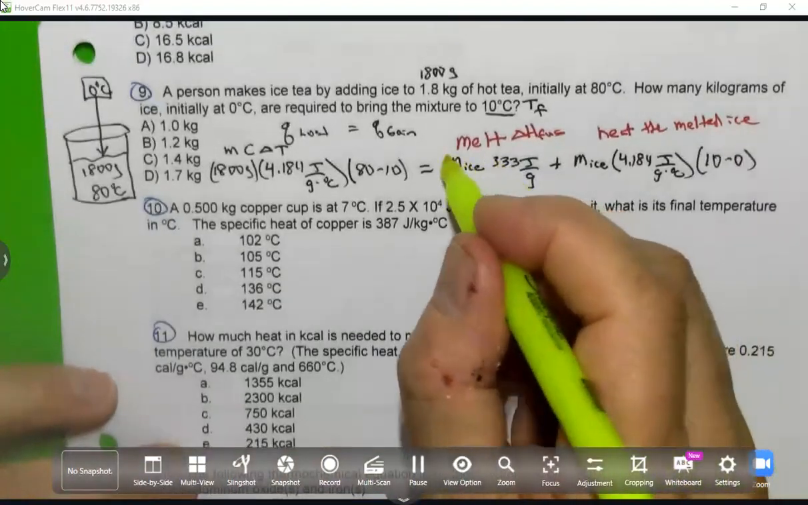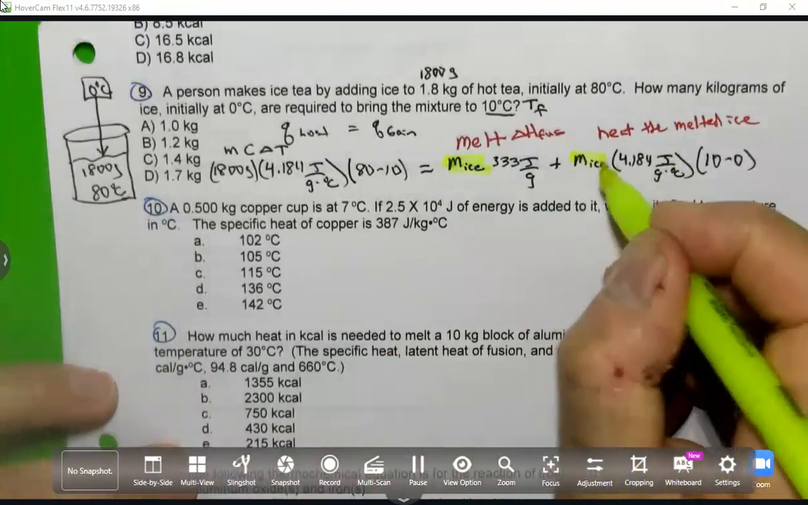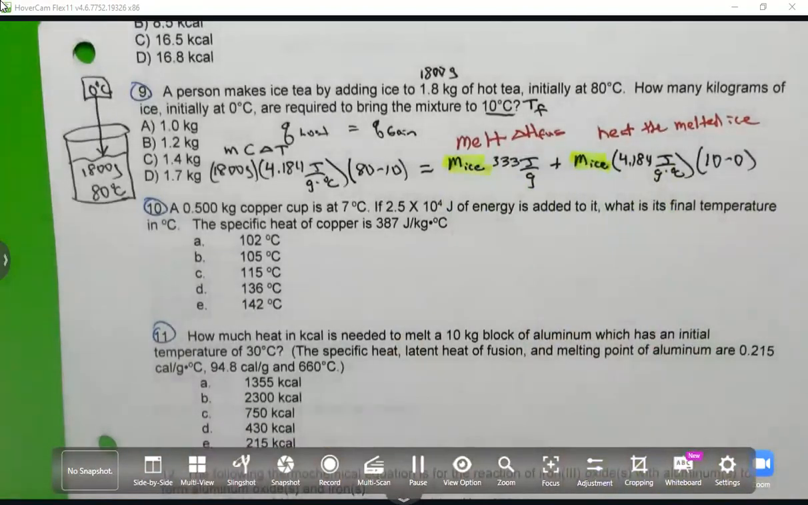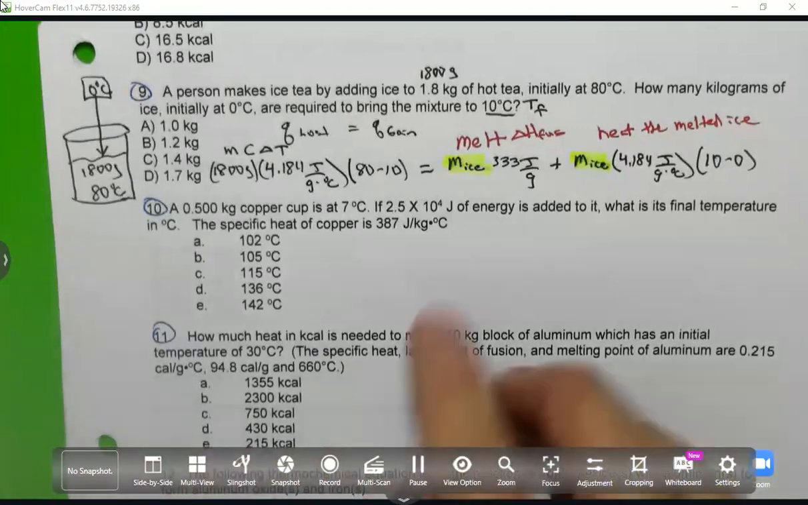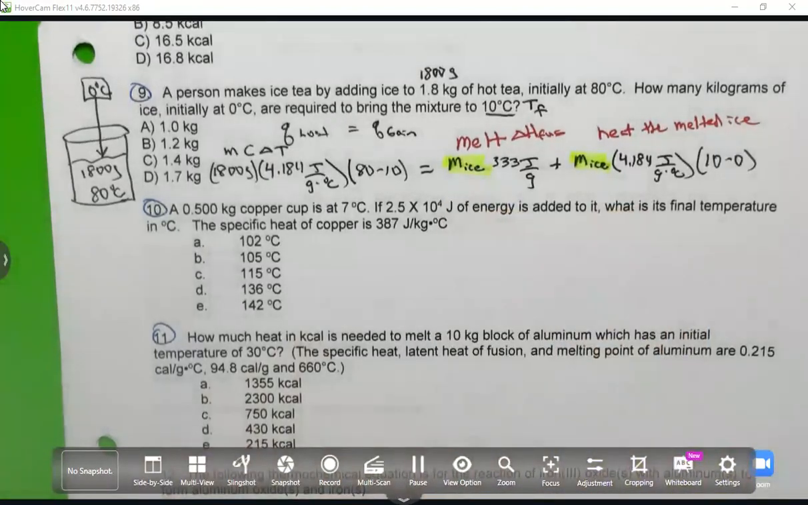So to do this, you're going to factor out your mass of ice here to solve this. So factor out the mass of ice. This is going to be in grams. You got to change to kilograms. So just factor out the mass of ice there to solve that.